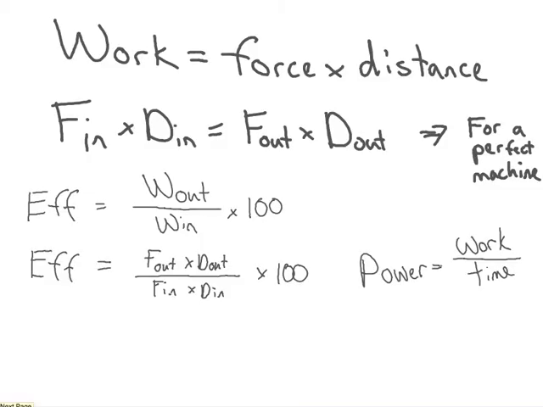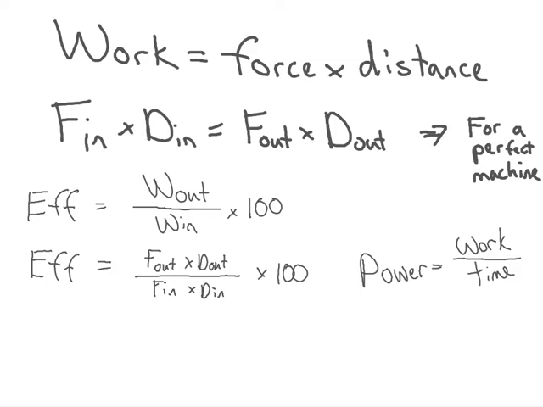And here are just some other equations that I forgot to put in and type up nicely, but that we'll need. Again, we already know work equals force times distance. For a perfect machine, the force times the distance I put into the machine equals the force times the distance I get out of the machine. So again, that's for a perfect machine. Basically, for a perfect machine, I'm just saying the work I put in equals the work I get out.